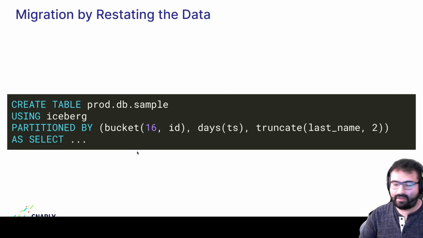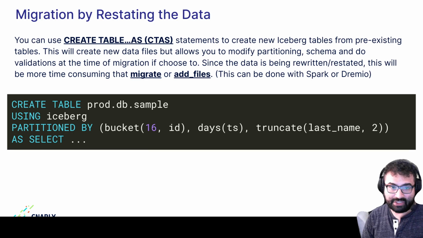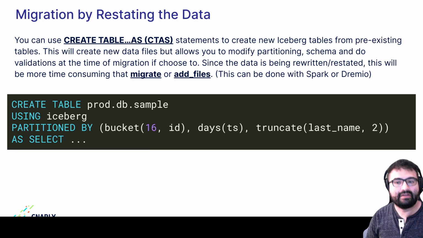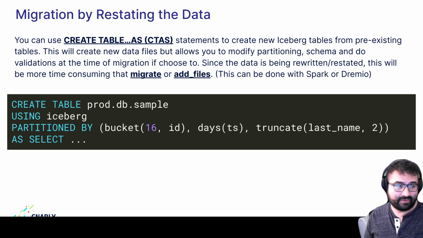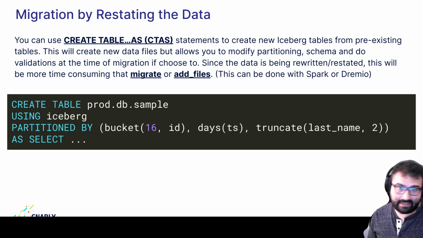Now in a shadow migration, you are restating the data. The benefit is you can take advantage of this opportunity to change the way the data is structured, change the partitioning, change the schema to match what your needs may be now versus when the data was originally written. So you would just use a create table as statement. Technically this can be done with any engine that can read Iceberg tables. Basically, whatever source of data you have, you can just CTAS it over into an Iceberg table. So you could use something like Dremio to CTAS pretty much data from anywhere into an Iceberg table, or Spark, or any engine you like. And then you can change the partitioning as you like.